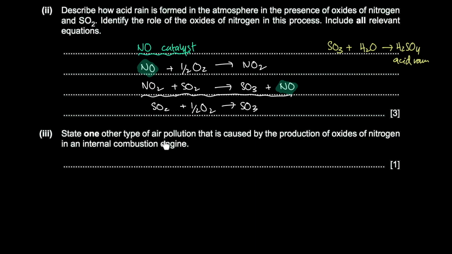State one other type of air pollution that is caused by the production of oxides of nitrogen in an internal combustion engine. Oxides of nitrogen also contribute to photochemical smog. Photochemical smog.